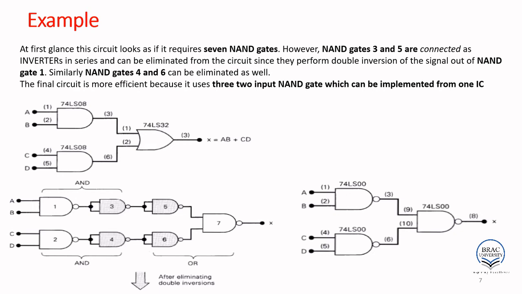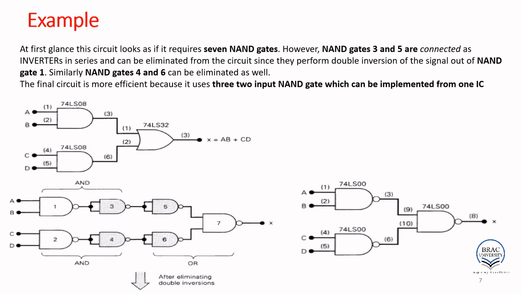So inverters in series can be eliminated from the circuit since they perform double inversion of the signal of the NAND gates 1 and 2 both. So we can ignore these two and simplify this to just 1, 2 and 7. So if we put 1, 2 and 7 like this, it will be like this.